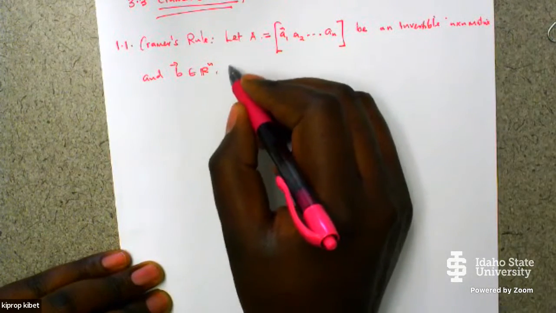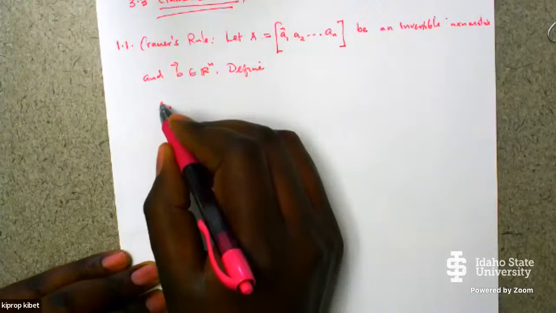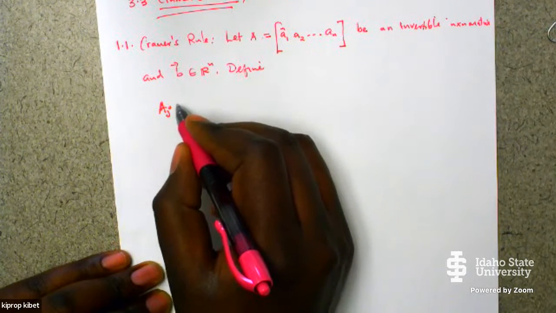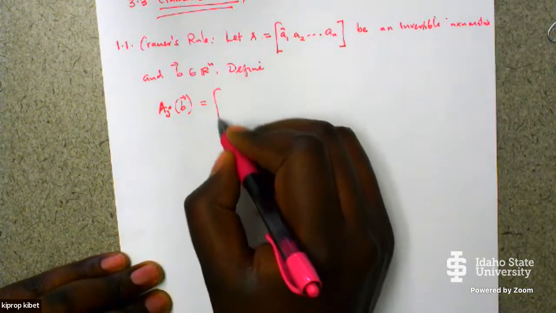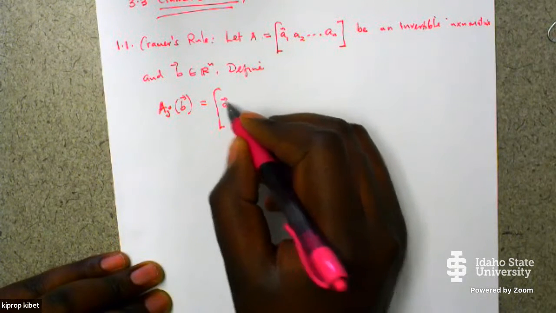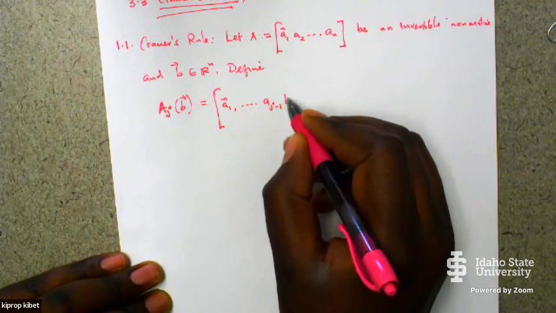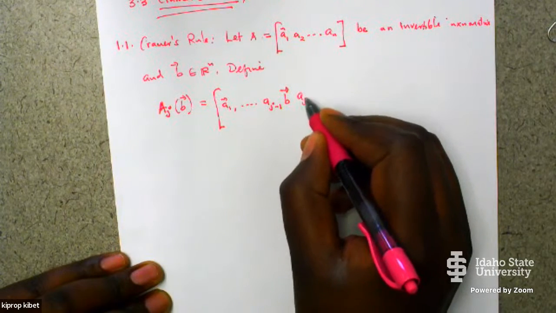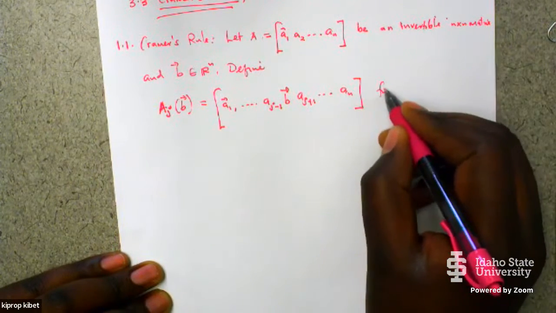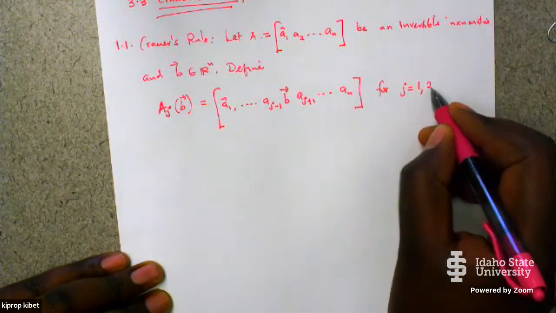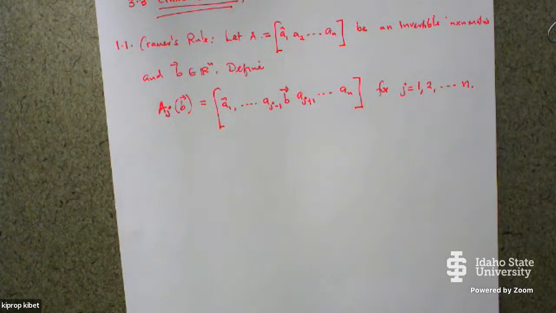then we now define Aj(B) to be equal to A1 up to A(j minus 1), B, A(j plus 1), and then up to An, for j equals 1, 2, up to n.